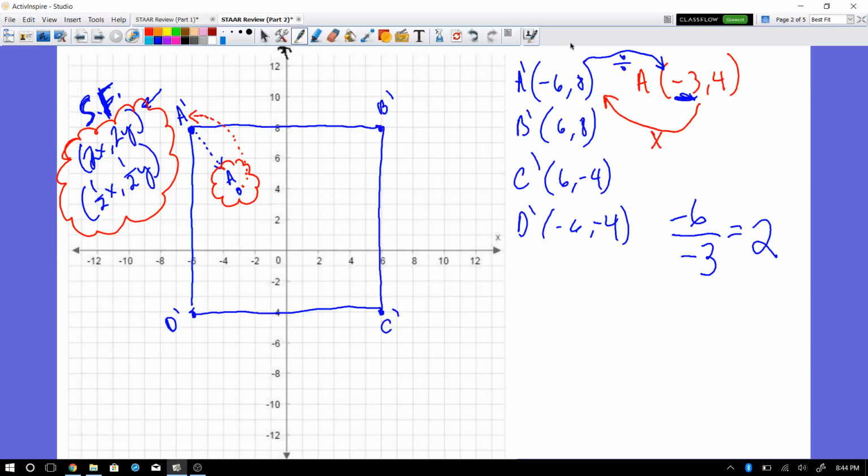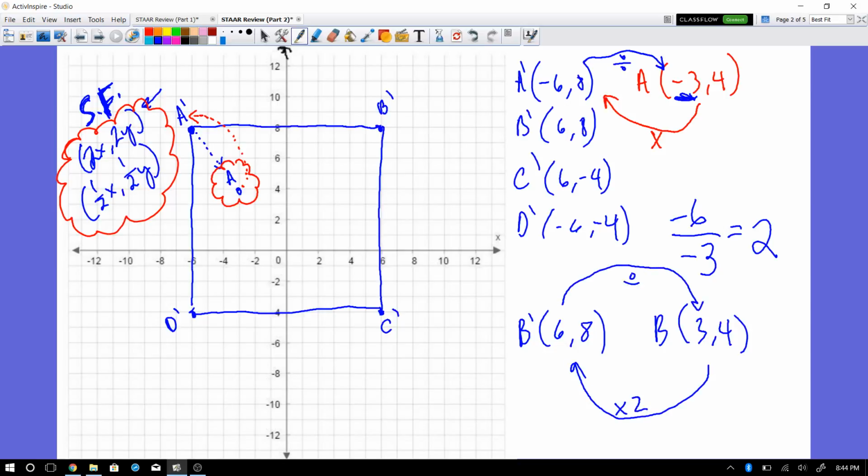And I'll use another example of B prime, which was 6, 8, and B, which was 3, 4. Okay, so this direction, we did times 2. So to figure out what this was, we divide. And we don't know what it is, that's why we're dividing. So 6 divided by 3 is 2. 8 divided by 4 is 2.